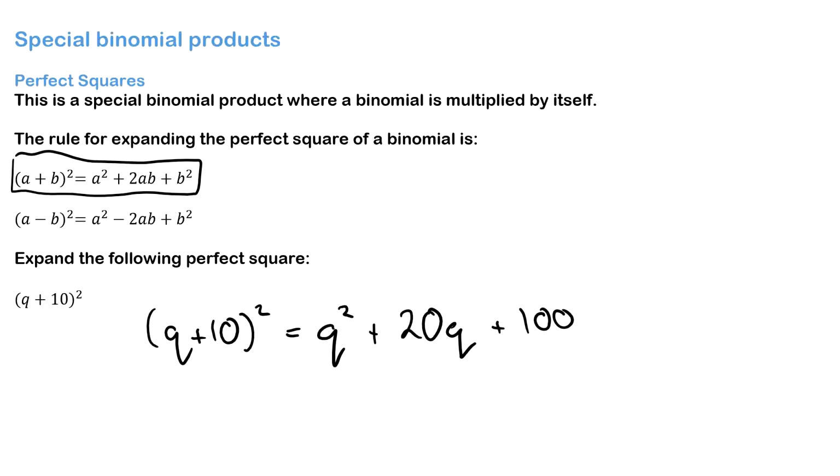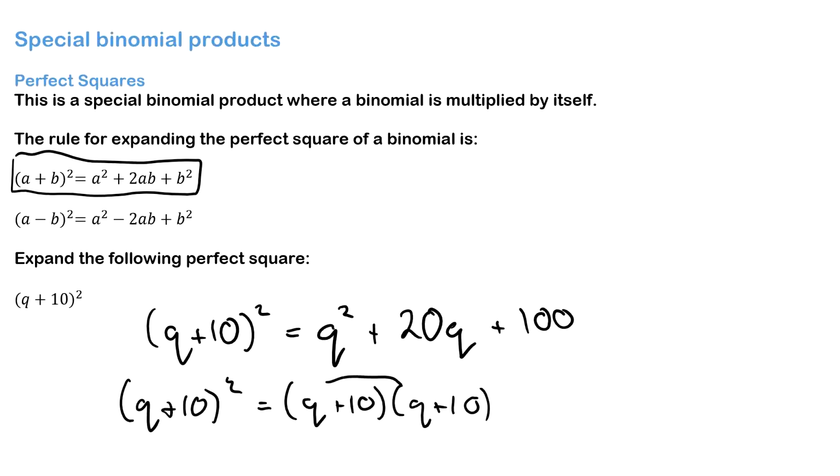Alternatively, if you can't remember these rules, you can always fall back on using the FOIL or the area method, because q plus 10 squared breaks up into q plus 10, q plus 10, and then you can draw your arrows and expand using the FOIL method, or you could draw up your squares to do your area.